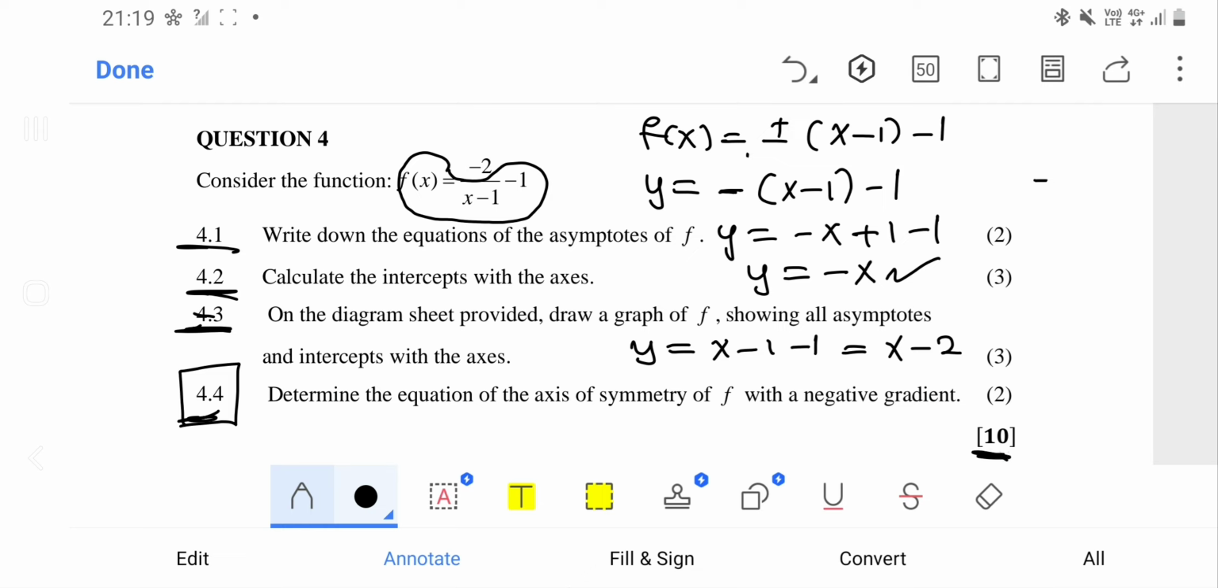Next time they will look for the axis of symmetry with a positive gradient, you will know that you have to do this. So now, let's move forward to another graphs and functions question.